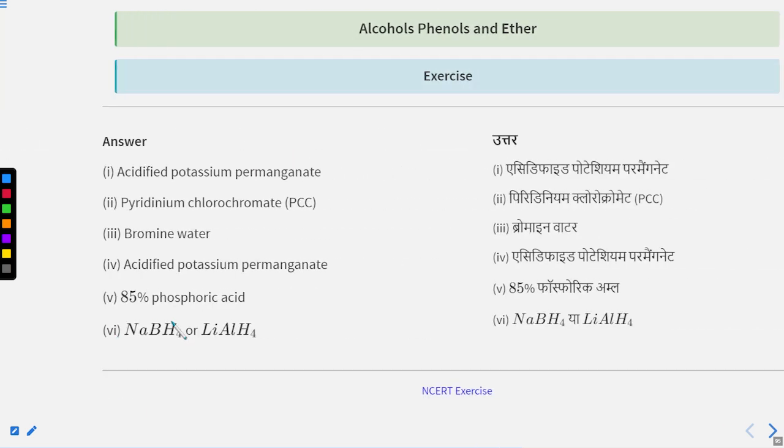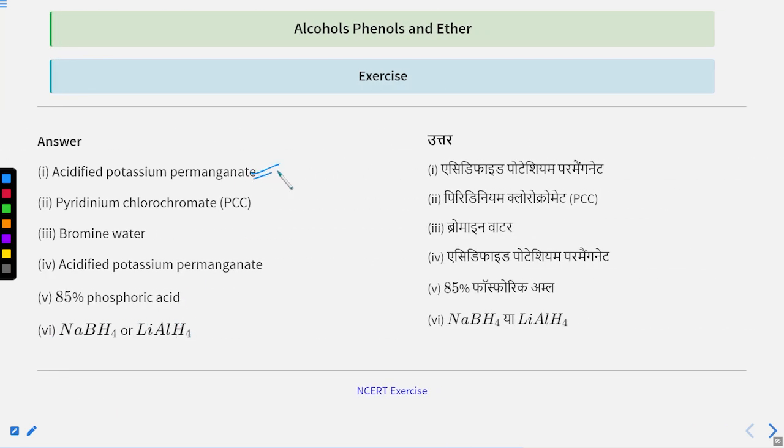Okay. So first is acidified potassium permanganate, as I said. This is pyridinium chlorochromate. Next is, so in place of CrO3 we can also use this pyridinium chlorochromate. Next one is bromine water, as I said. Then again acidified potassium permanganate. For dehydration they have used 85% phosphoric acid. So we can use Cu also. And for the last we have LiAlH4 or NaBH4.